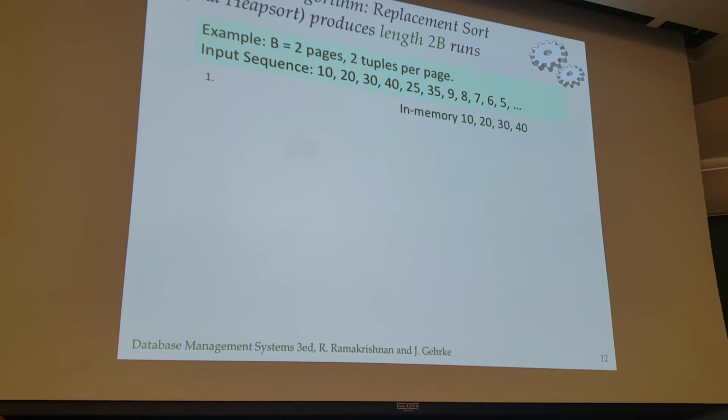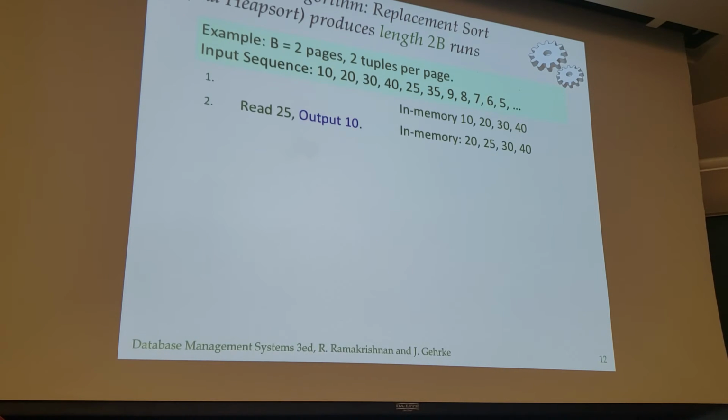So to begin with, what we would do is we would have 2 pages with 2 tuples per page. We begin with having the 10, 20 and the 30, 40 inside memory. And what we do is we go ahead and we try to read the 25, but there's no room for it. So we'll output the first value, which is the 10.